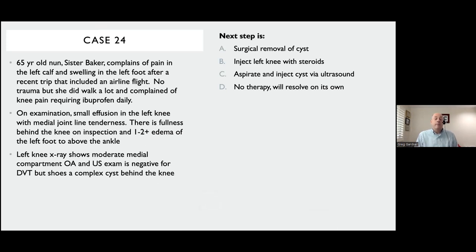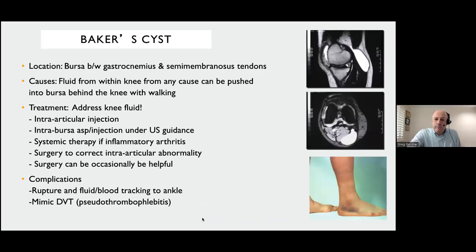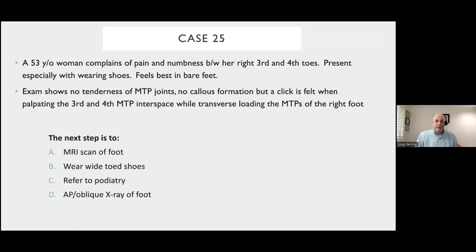This is a Baker's cyst. And this often shows up on the boards too. Here's one of my rheumatoid patients with a big Baker's cyst. What they'll often ask you is that the Baker's cyst can rupture. And this bottom picture here shows you what's called a rupture and severe pain in the calf. And you get this bleeding down around the malleolus. It's called pseudo-DVT. That can also be on the boards from a Baker's cyst.